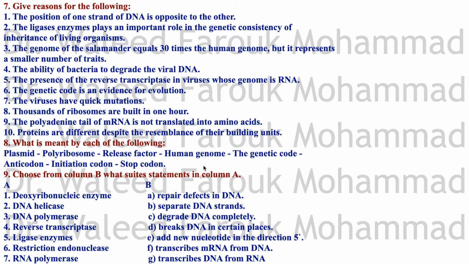Initiation codon, this is the first codon of the mRNA, consists of AUG nitrogen bases, positions correctly for initiation of protein synthesis, and translates into the amino acid methionine. Stop codon is the last codon of mRNA and binds with the releasing factor to terminate protein synthesis. Okay, choose from column B what suits the statements in column A.